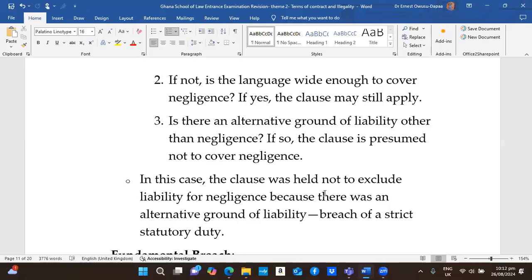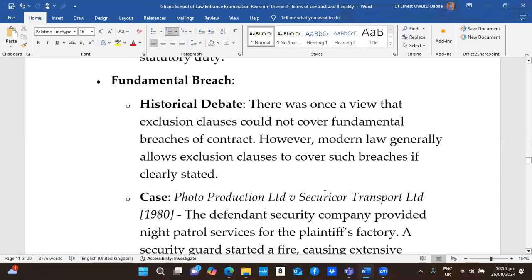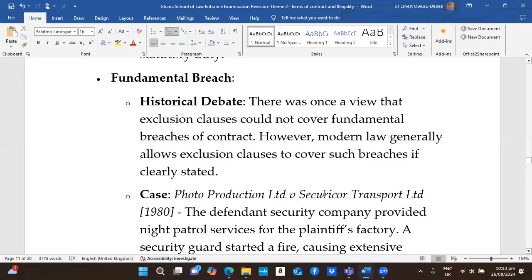So the takeaway is simply that when it comes to interpretation of exclusion clauses, exemption clauses, and limitation clauses, the courts are quite strict. The courts are quite strict, and they take a very restrictive approach. I think that is what you should keep in mind. And then there's also what we call the doctrine of fundamental breach, which used to be a big deal as far as exclusion clauses were concerned.